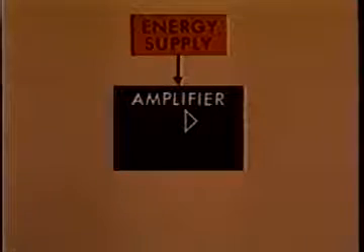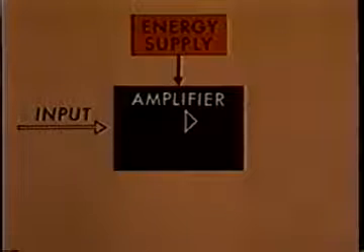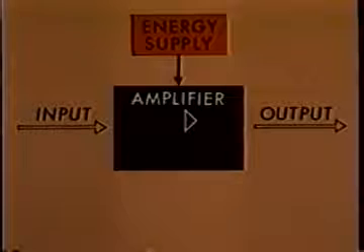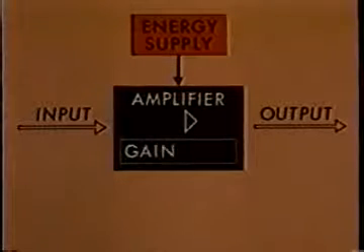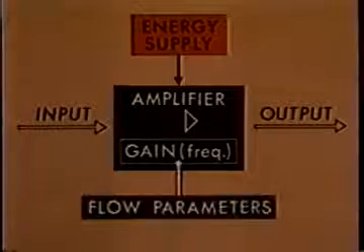The amplifier input is any disturbance that happens to come along. This could be upstream turbulence, noise, or an intentional disturbance we put in. The output is damped or amplified waves. When the amplification ratio, the gain, exceeds unity, we have instability. The amplifier gain varies with frequency and also depends upon flow parameters.